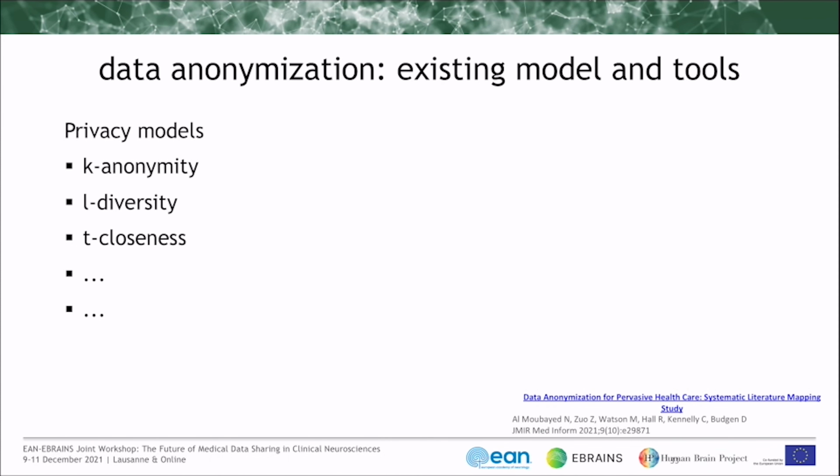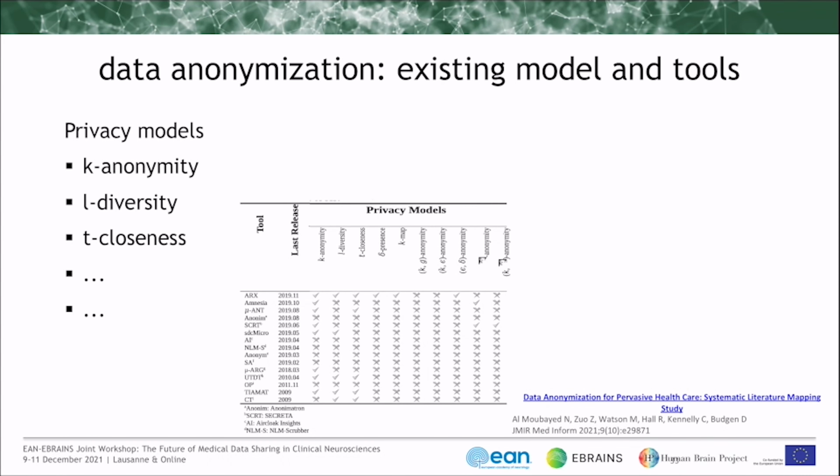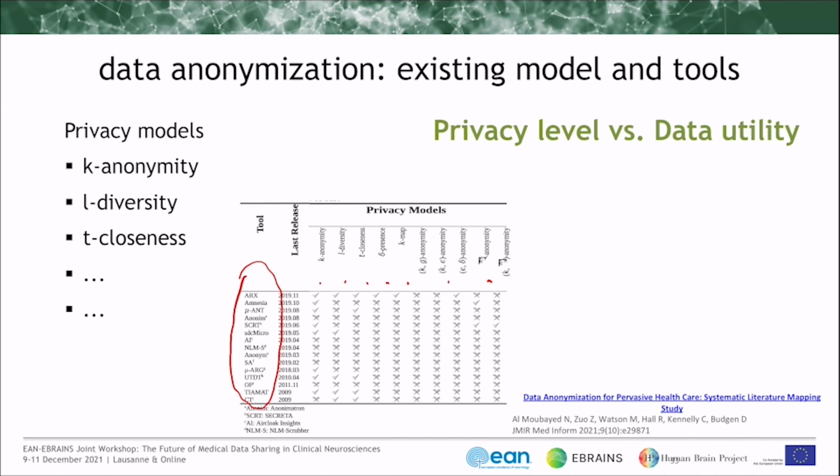Just to give an idea of how many privacy models have been defined, in this table I show you the tools that are available to anonymize your data, and the privacy models that they support. So it's clear that there is no one model that fits all situations. Indeed, it's a matter of trading off between the privacy level, so how much you want to protect your anonymized data, and the data utility.